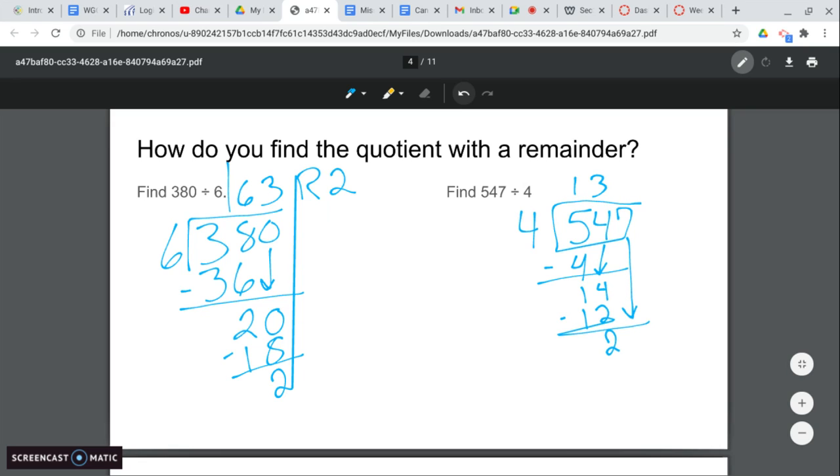We bring down the 7. Can 4 go into 27? It sure can. It can go in there, let's see, 4 times 7 is 28. So 4 times 6 is 24. So it can go in there 6 times. We end up with 24. 27 minus 24 is 3. So our answer is 136, remainder 3. So there is our answer for this.